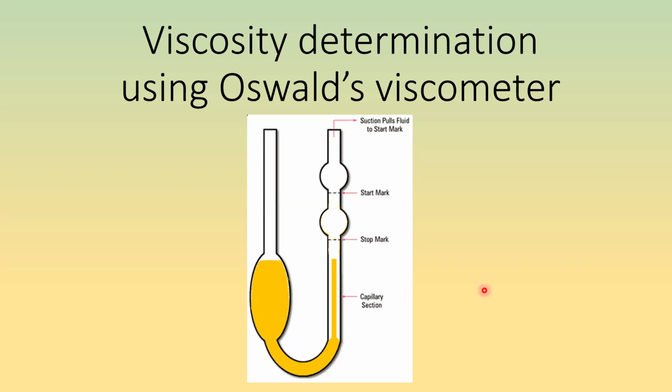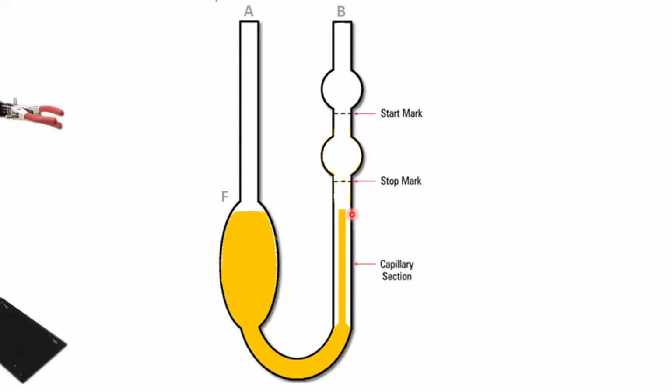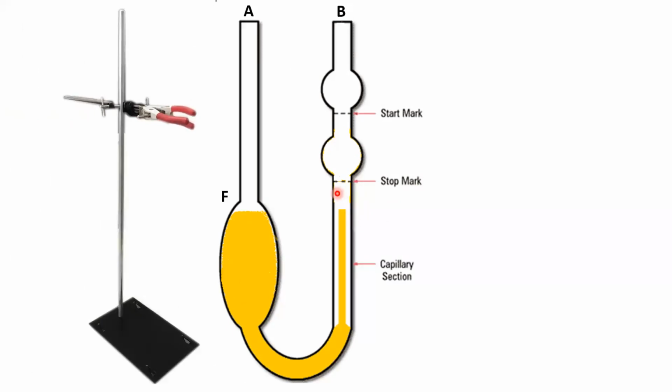Today we are going to discuss the method to determine viscosity using the Oswald viscometer method. So Oswald viscometer is a U-shaped glass tube having two arms. In one of its arms, there is a capillary section. So liquid flows slowly through this capillary section.